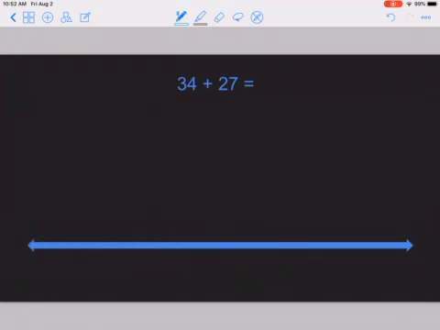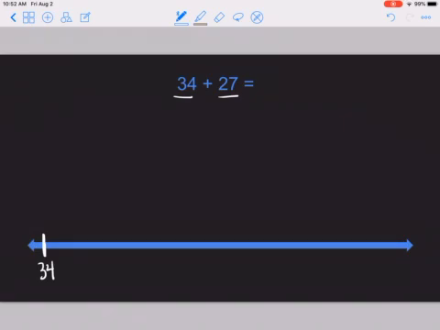So what I like to do is find my biggest add-in. So I'm going to underline my add-ins. 34 and 27 are my add-ins. And we see that 34 is bigger. So that's where we're going to start on this open number line. So we can imagine that we've already jumped up 34. We're going to start here.